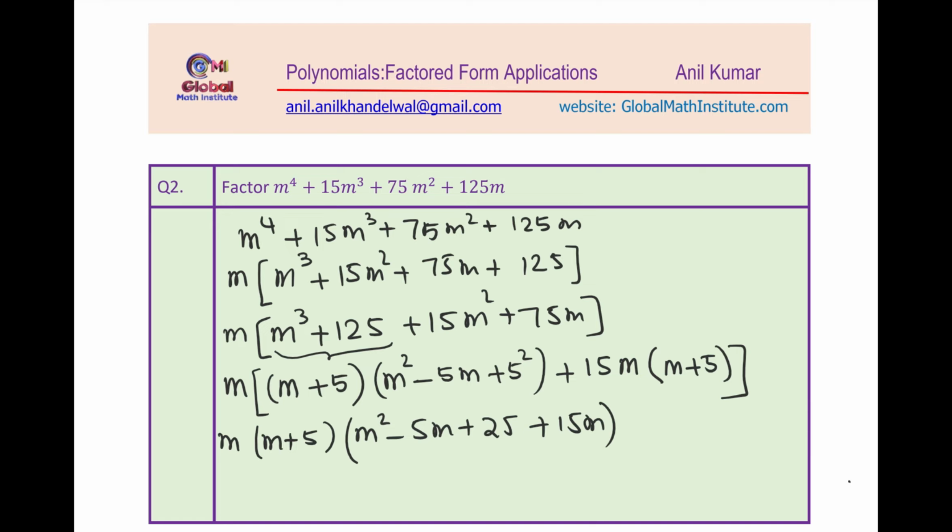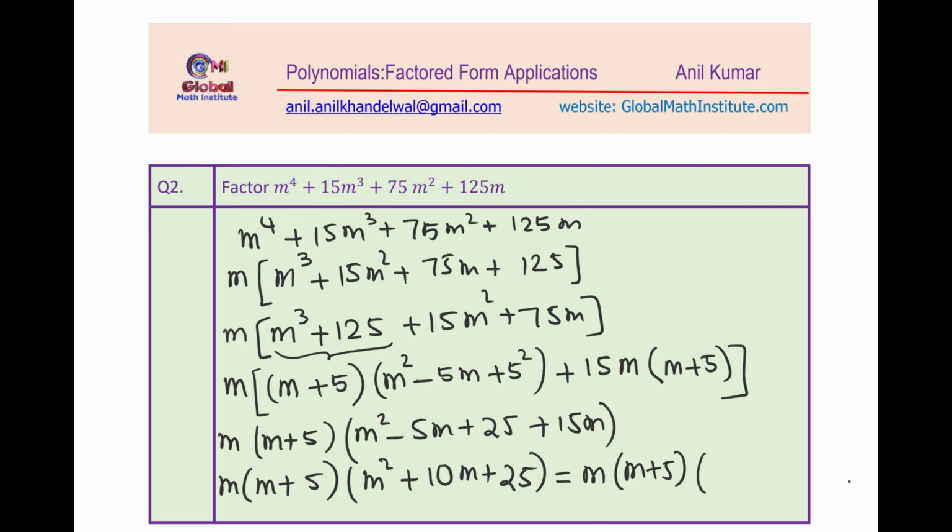Now that gives us m times m plus 5, and here we have m squared minus 5m, and 15m can be written as plus 10m plus 25. Now this part is also a perfect square, m plus 5 whole square. So we get m times m plus 5 times m plus 5 whole square. So we have this as equal to m times m plus 5 whole cube. You get the idea. So that is how we can actually factor.